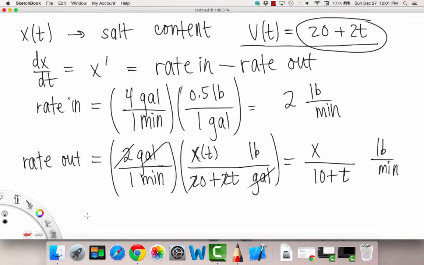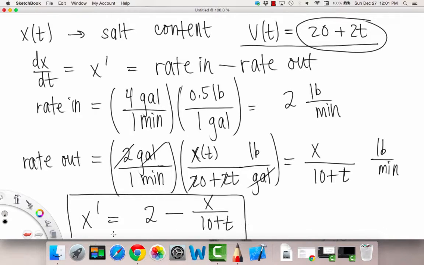Ultimately our ODE is going to look like this. We have x prime is equal to 2 minus x over 10 plus t. So this is our ODE that we're going to be dealing with here.